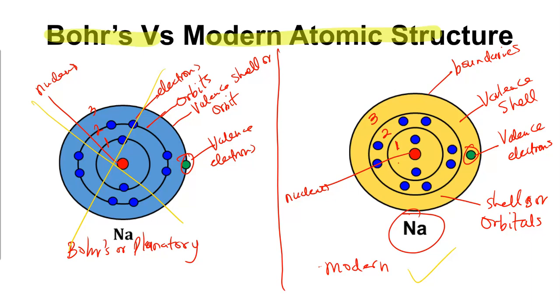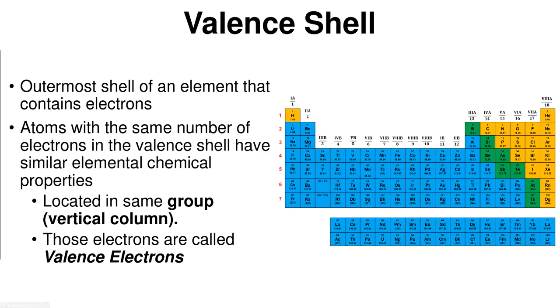Let us move to the next slide. So let's now talk about the valence shell. It's important to bring that in now. The valence shell simply is the outermost shell of an element that contains electrons. Now, atoms with the same number of electrons in their valence shell have similar chemical properties, and they are located in the same group. What it simply means is that these atoms are actually in the same family of elements.